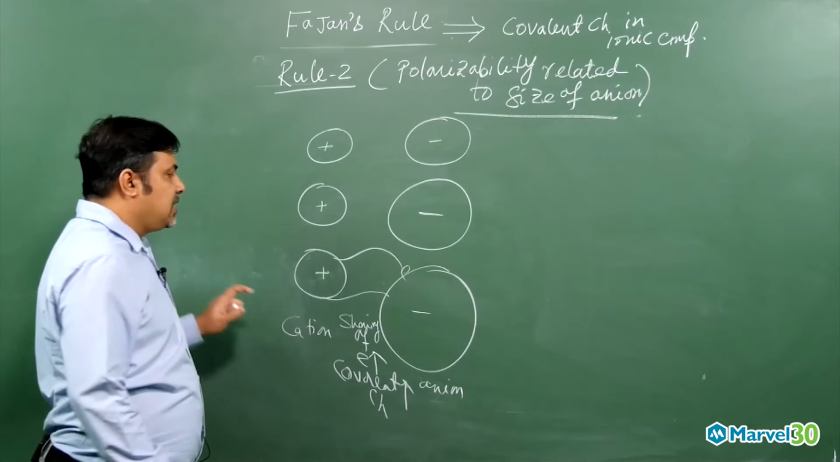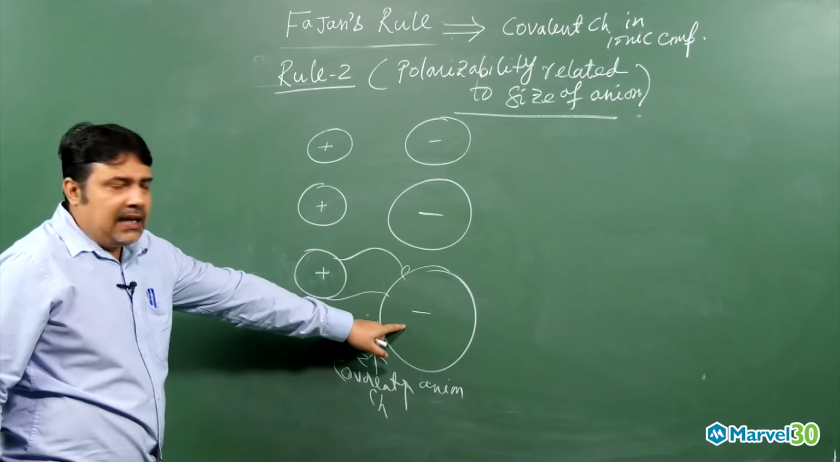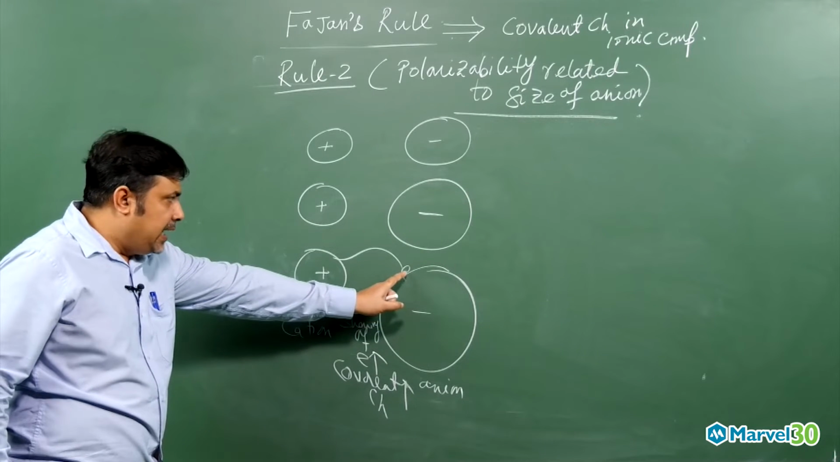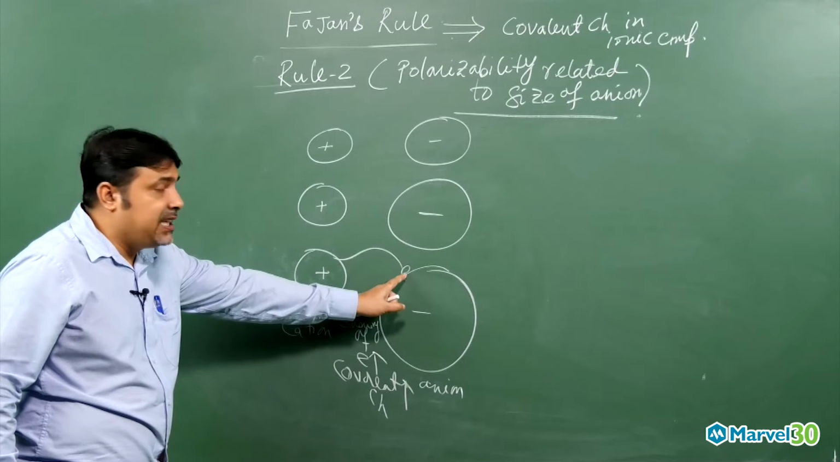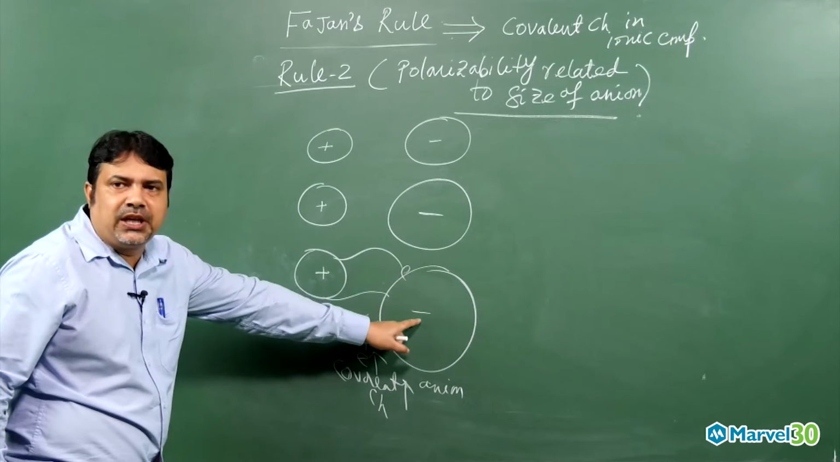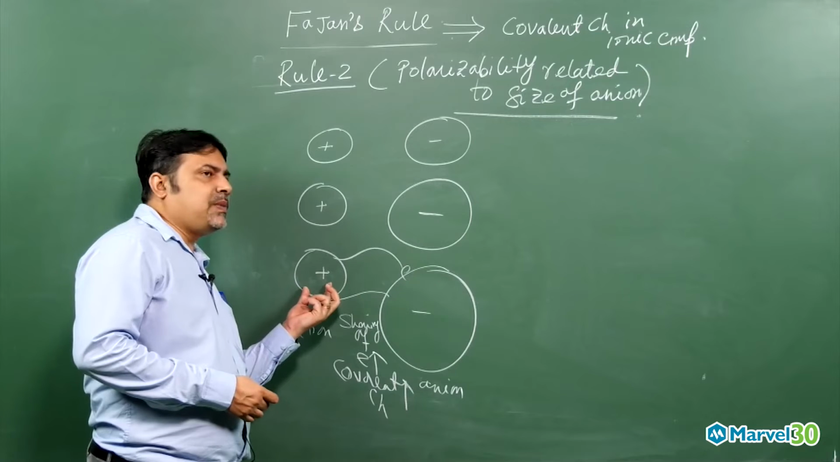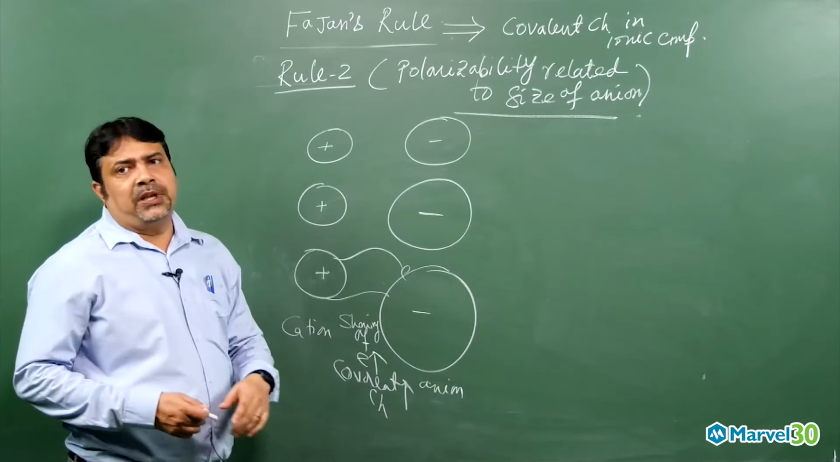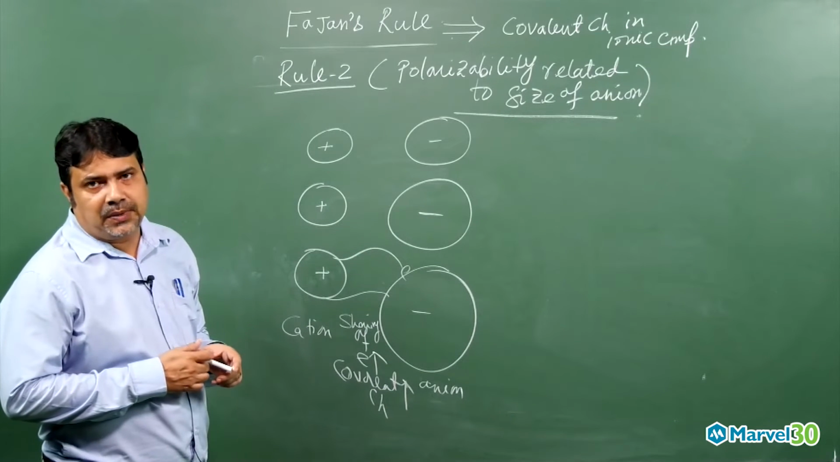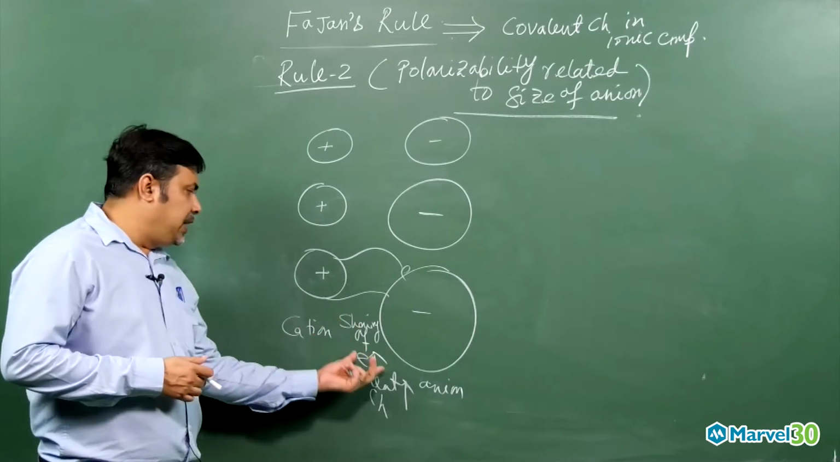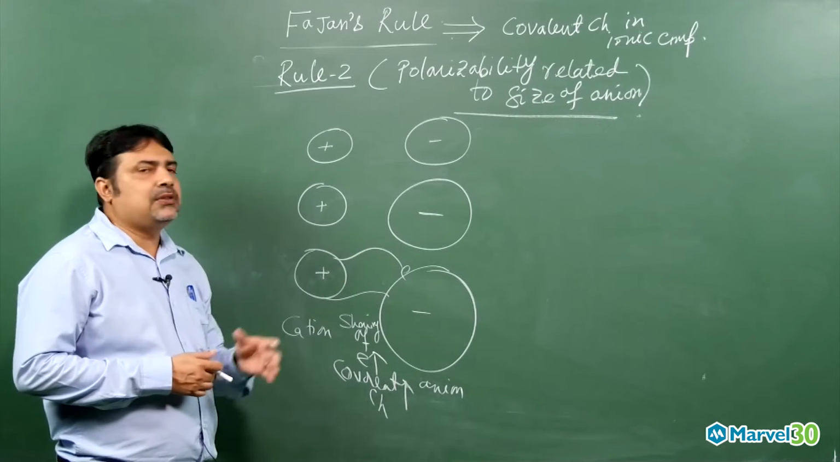What I am telling is, when the size of the anion is big, the outer electron of the anion will experience less force of attraction by the nucleus of the anion. In that condition, the cation easily draws the electron from the anion towards itself. This phenomenon is called the polarizability of the anion. Then sharing of electron will increase, and then covalent character will increase.